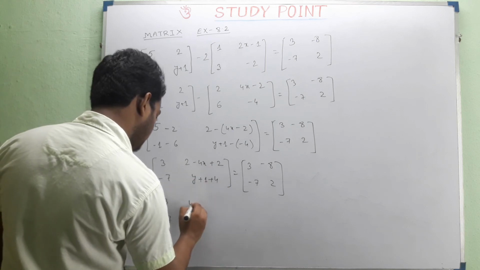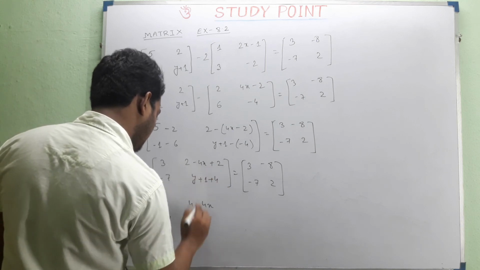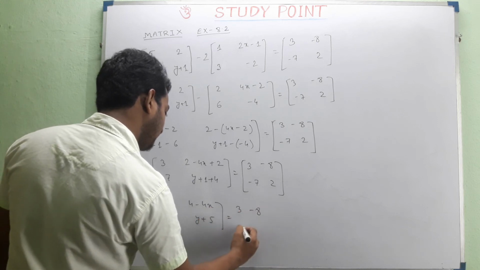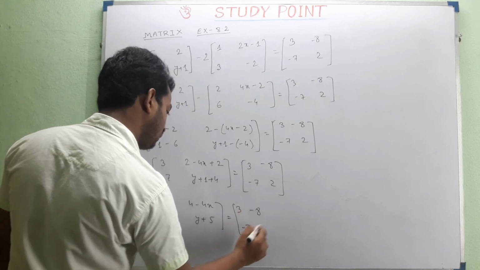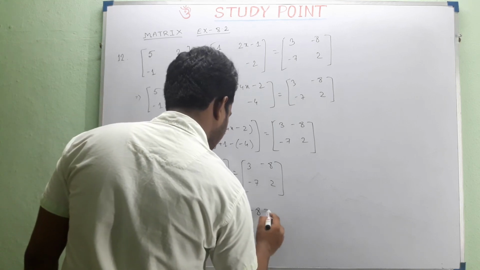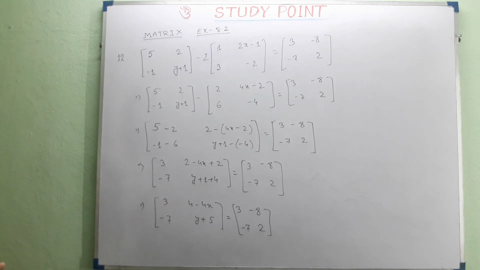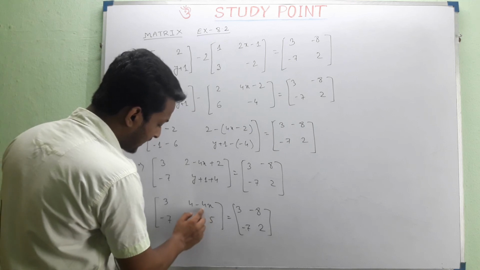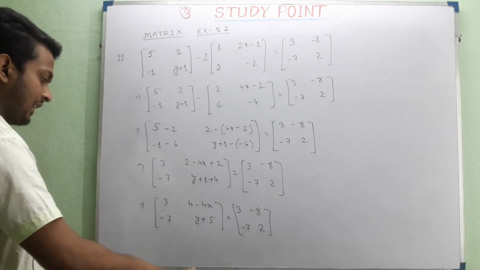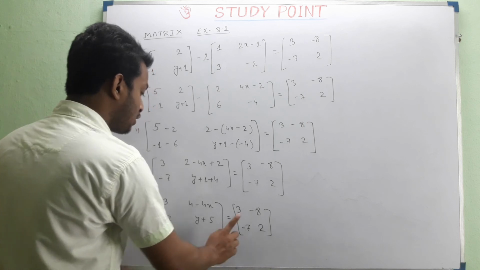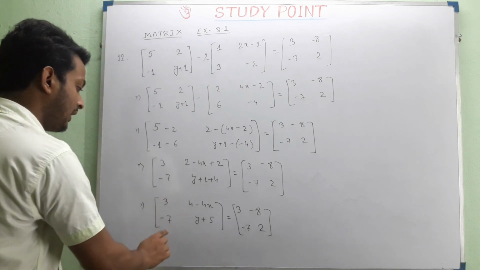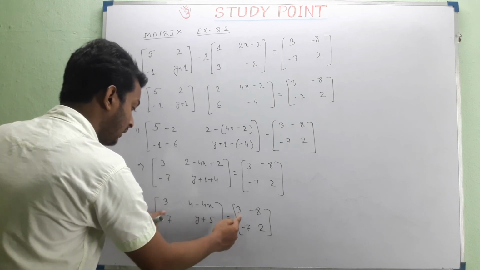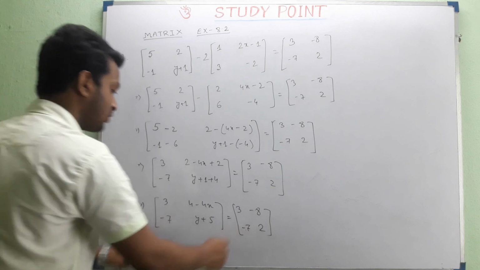2 plus 2 is 4, minus 4x, y, 4 plus 1 is 5, equals 3 minus 8 minus 7, 2. Now just look at one thing: we have to find the value of x and y. These two terms contain x and y only, but the other two are constants, and because they have the equal sign, the constant terms on both sides should be equal. See, it is 3, it is 3, it is minus 7, it is also minus 7.